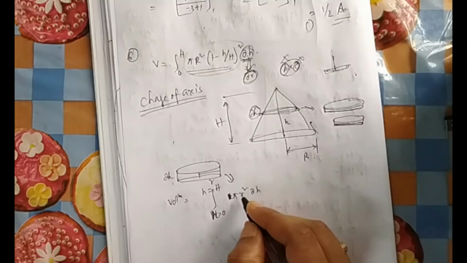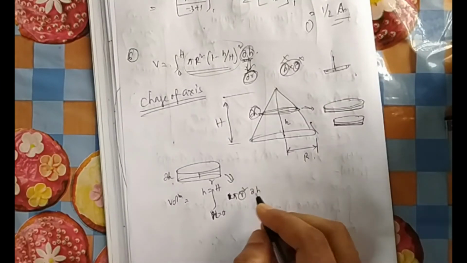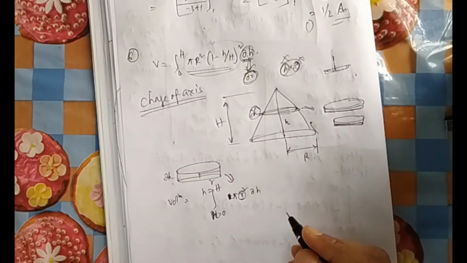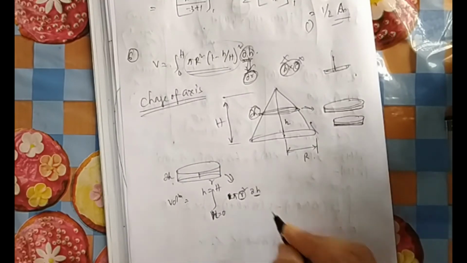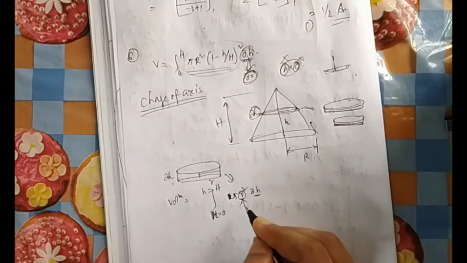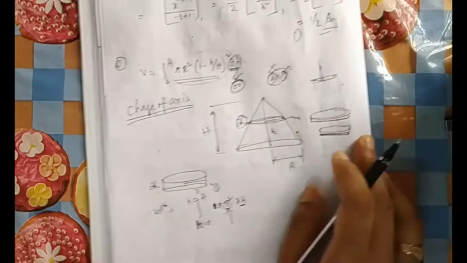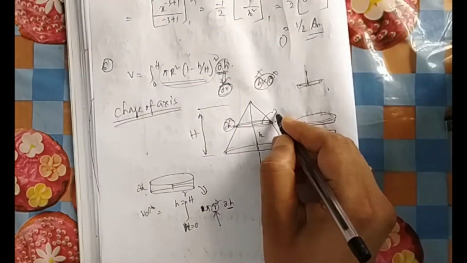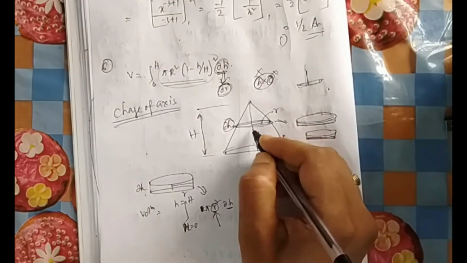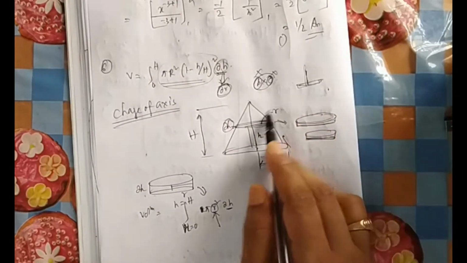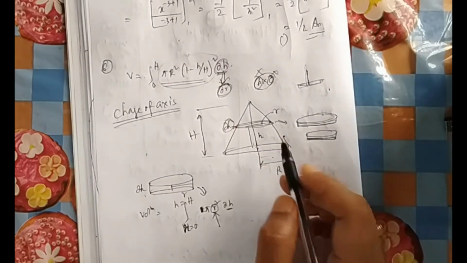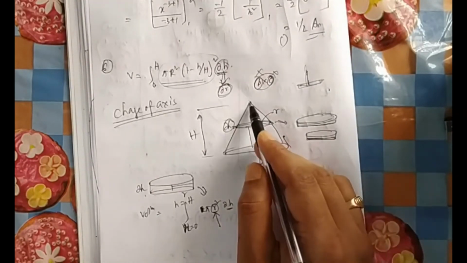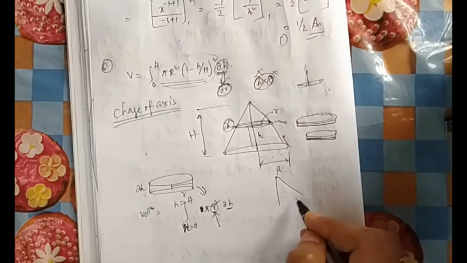But in what variable is it given? Small r. But what is the integration variable? H. So you have to convert the small r into h by doing some condition here. Now you think this is your r, this is your capital R, and this height is h. So you have to find some relation between r and h. For this you need a little bit of geometry. Similar triangle.